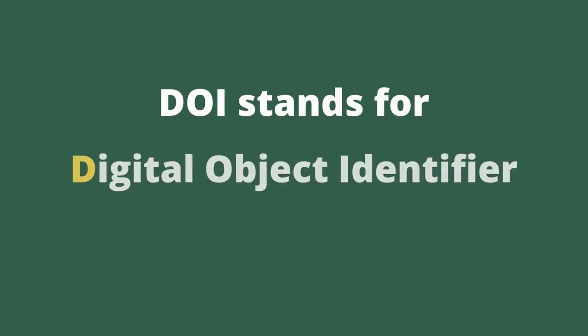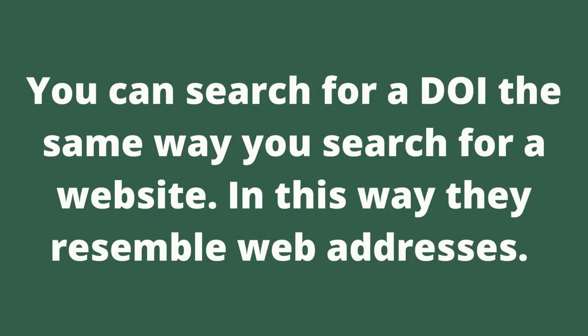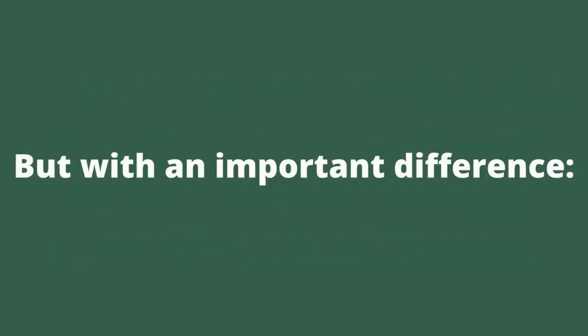So what is a DOI? DOI stands for Digital Object Identifier, and that's all they are. They are alphanumeric tags that indicate an object on the internet. You can search for a DOI the same way you would search for a website. In this way, they resemble web addresses or URLs, but there is quite an important difference, and this is what makes DOIs valuable for authors and researchers alike.